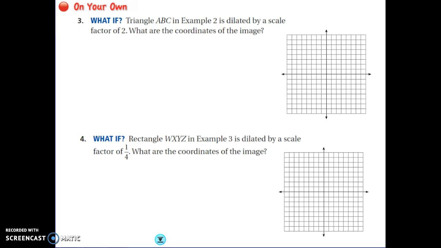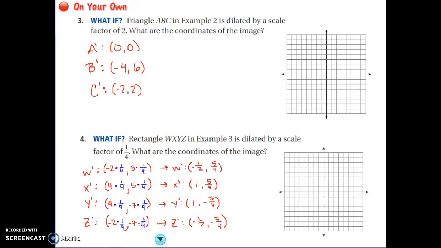On our last slide, go ahead and take a moment to pause the video and try on your own 3 and 4 either by yourself or with your tables. Now go ahead and take a moment to pause the video again and check your answers. You might also have had decimals for your coordinates, and that's fine.